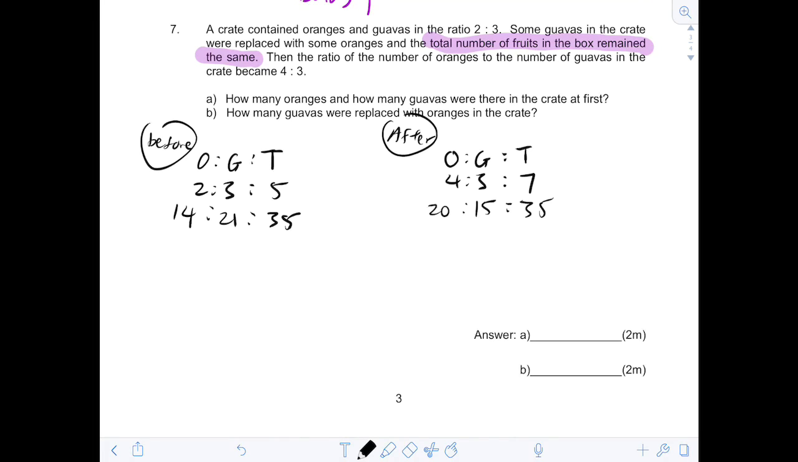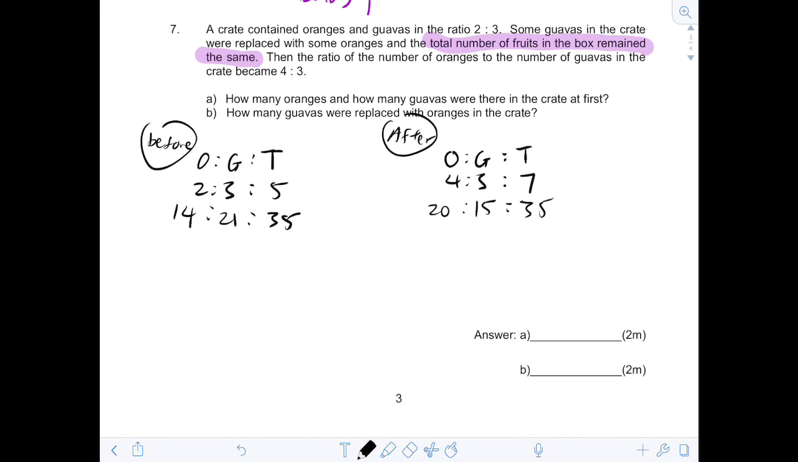Alright, now you notice this question is not... wait, give me a while, let me read through the question again. Did they say how many oranges and guavas were there? Ah, yes, okay. So in this case, I think there's a problem with this question because they should have told you how many oranges and how many guavas were there. So I guess regarding this question, no wonder everybody got it wrong. I think you're going to get some free marks for this.